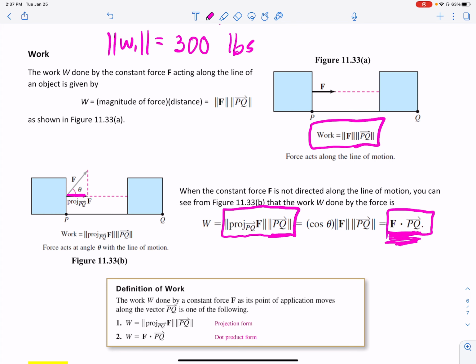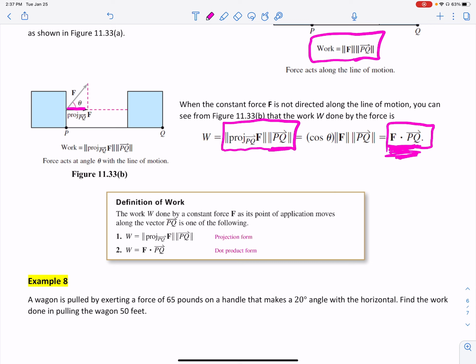All the same. So they give us projection forms and the dot product form down there for the definition of work. This is about as far as we're going to go into work for the time being. It may pop back up.